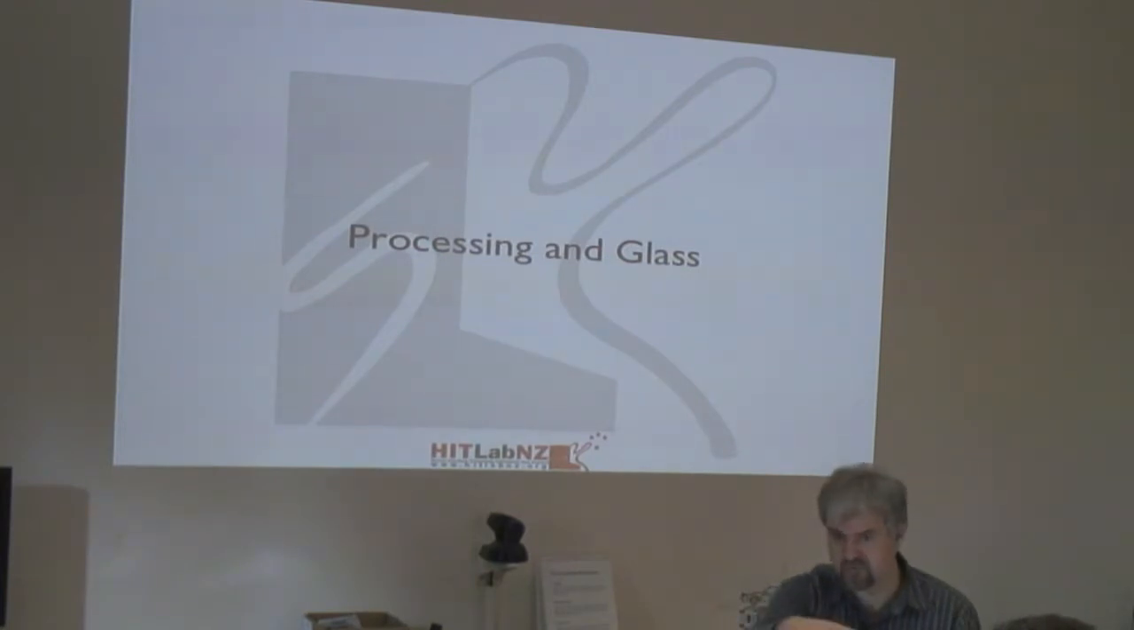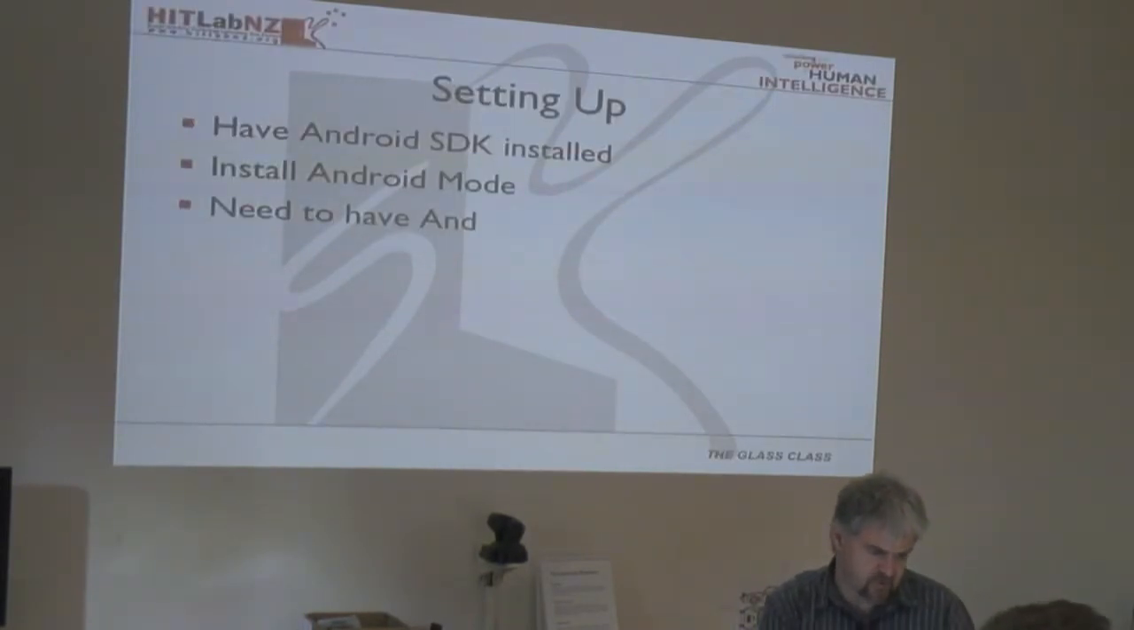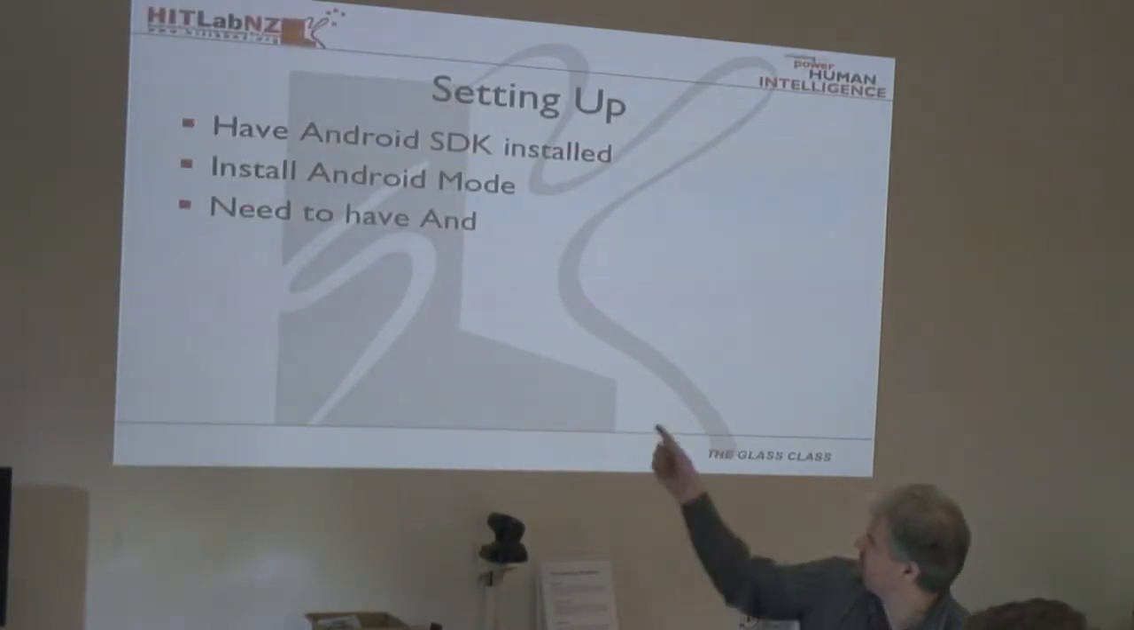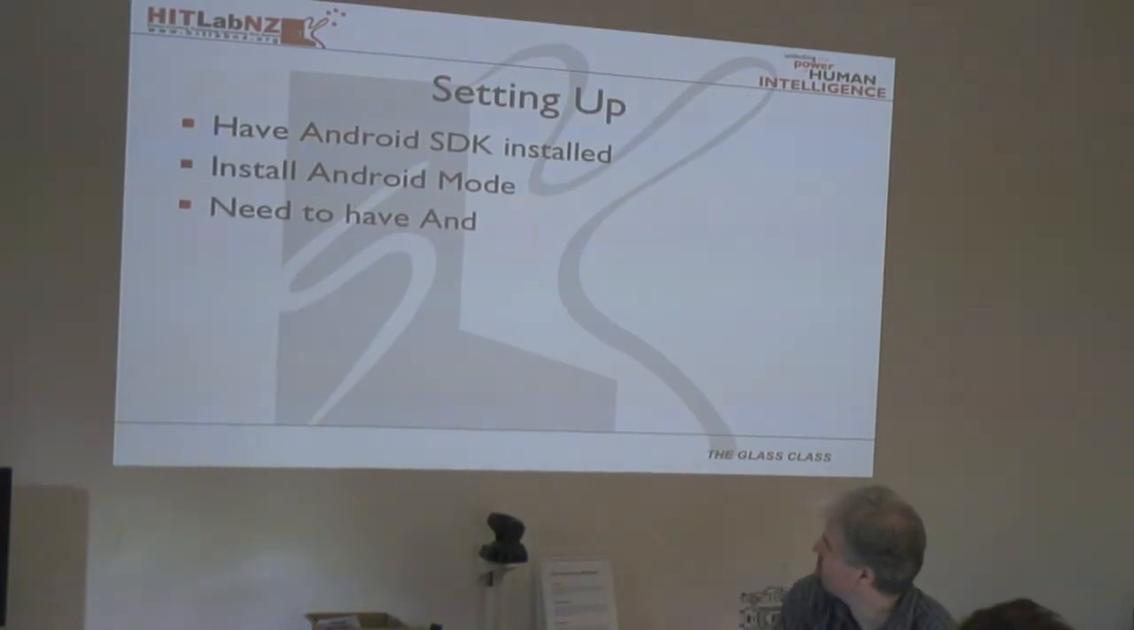As I said, I've given you the books there, so if you want to know more, you can read through the books or you can go online. But I want to talk a bit more about Glass because it turns out Processing is a really great tool for rapid prototyping for Glass. Basically, in order to have this work, you have to have the Android SDK installed, and you have to install the Android mode on Processing. So let me show you how to do that.